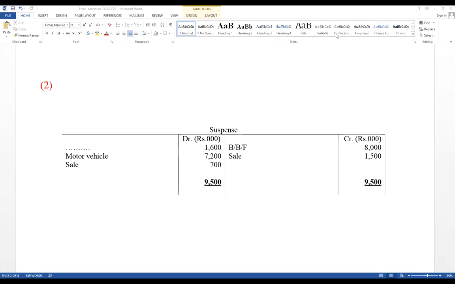Sir, when they ask for the double entry, should we include them in the general journal? Yes. Normally, error correction should be recorded in the general journal, but sometimes marks are given just for writing the double entry. But normally error correction should be recorded in the general journal. That is the primary books. Thank you, sir. Okay.